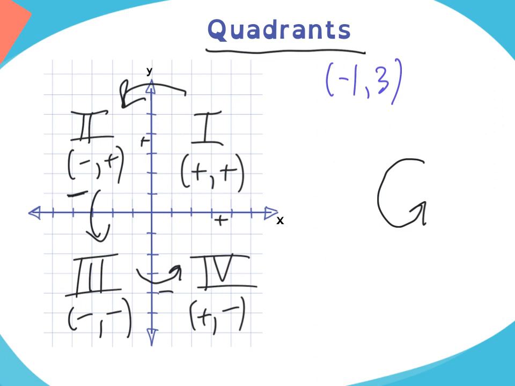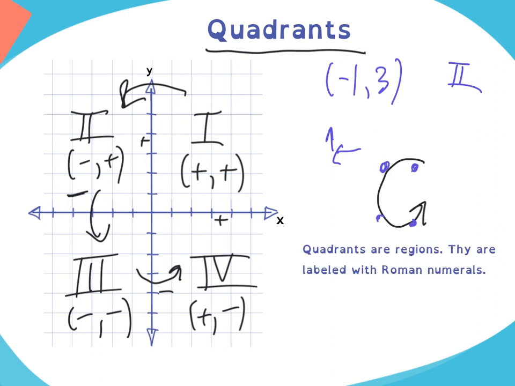So, if I was to ask you what quadrant the point -1, 3 is in, you would tell me quadrant 2, because you would go, -1 tells you go left, +3 tells you go up. So top left, which is the second. Remember, quadrants are regions labeled with Roman numerals.